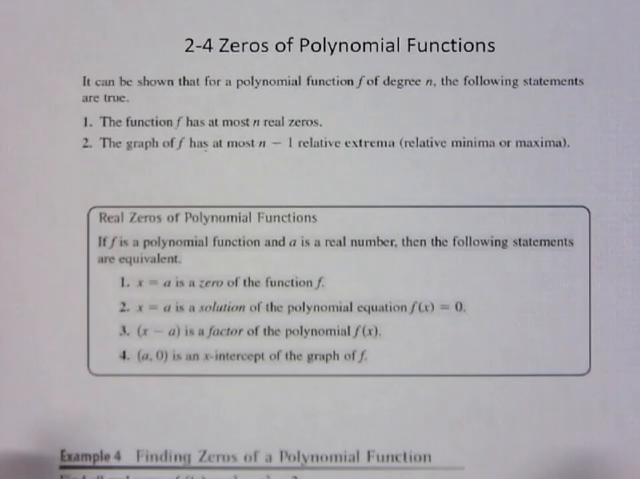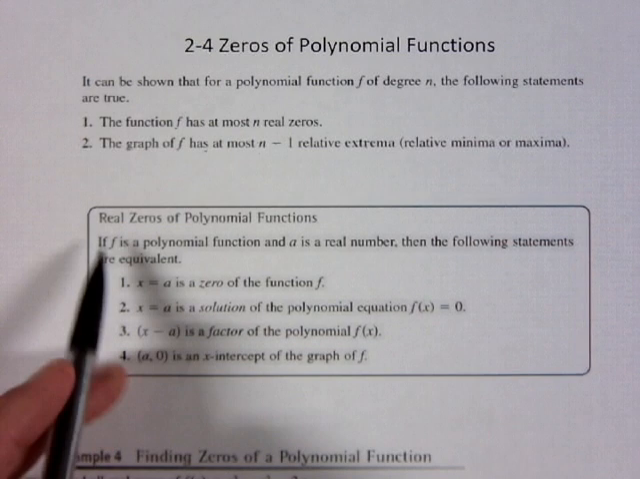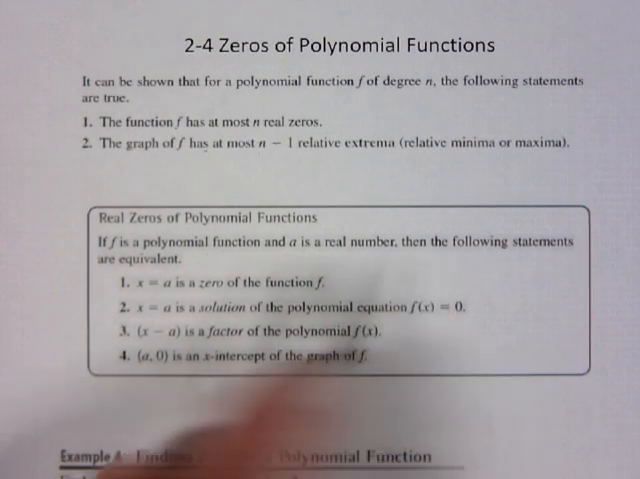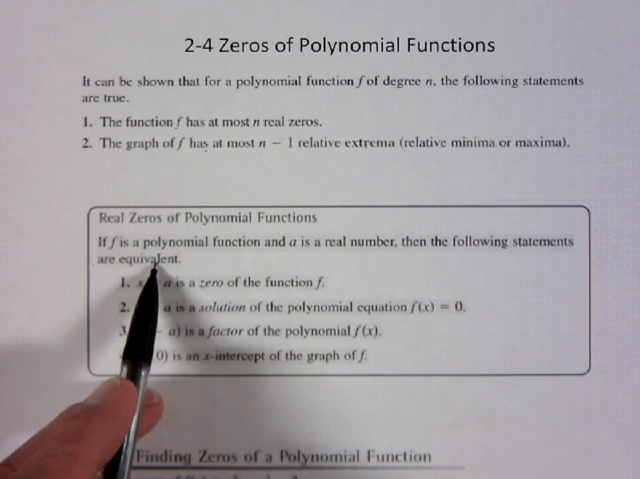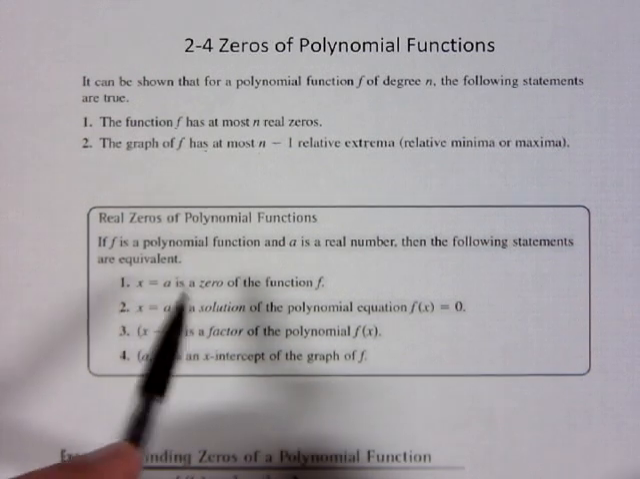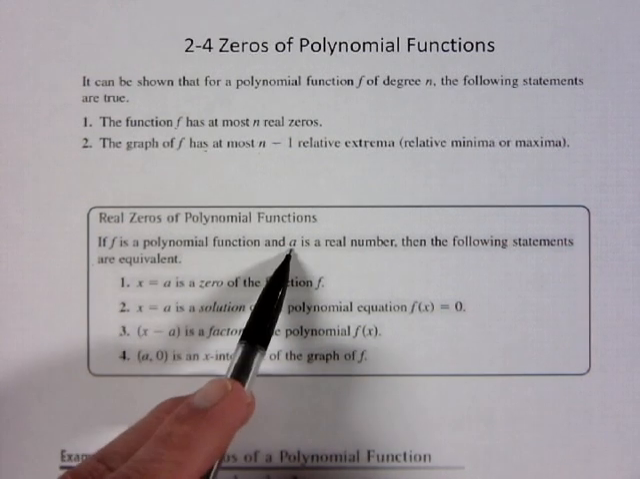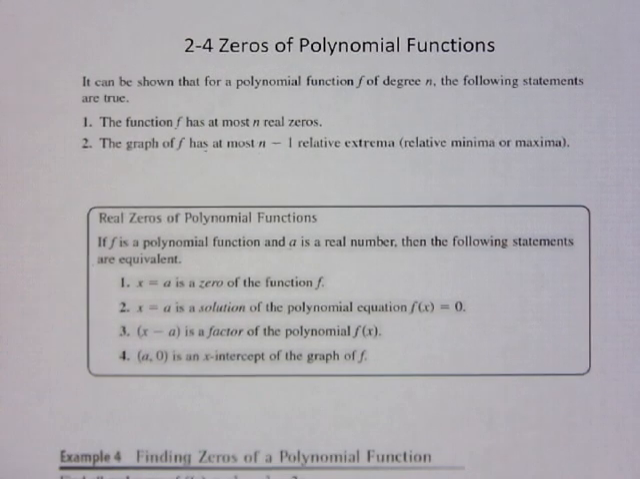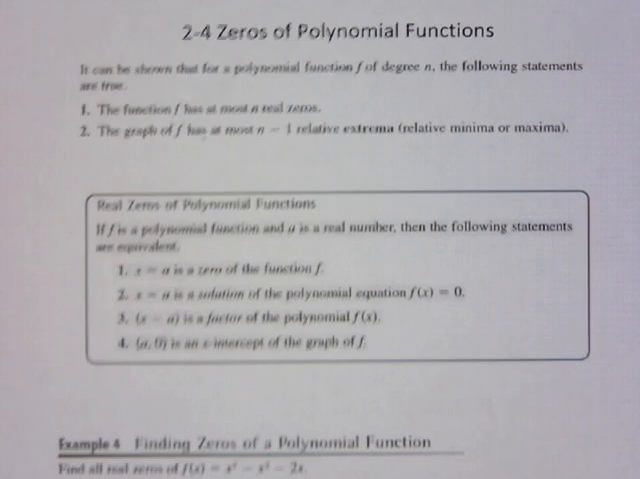Now, here's another chart that we want to look at. If f is a polynomial function and a is a real number, then the following statements are equivalent, right? So what that means is, if a fits one of these statements, then it will fit all of them. If one of them is true, all of them will be true.